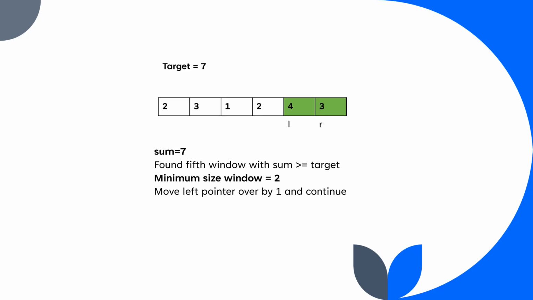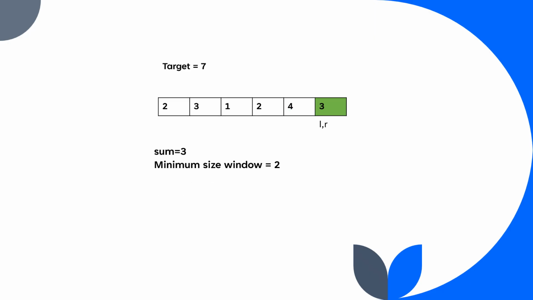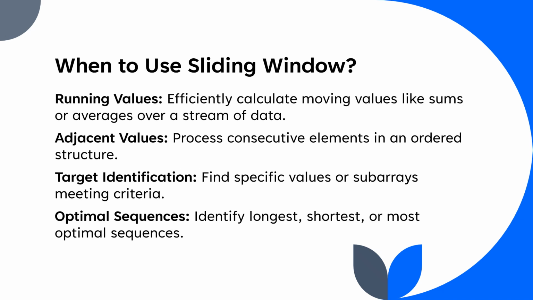Okay, so we have to finish up. We'll move our left pointer over by 1, and we are less than the target. So our minimum window size is 2. Okay, so those are our two examples.